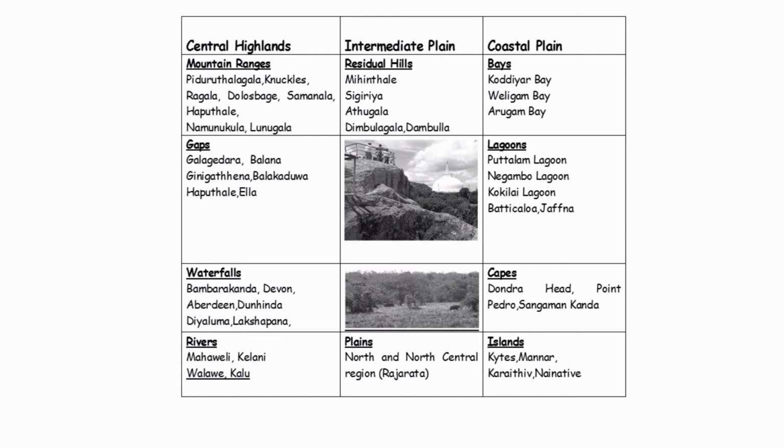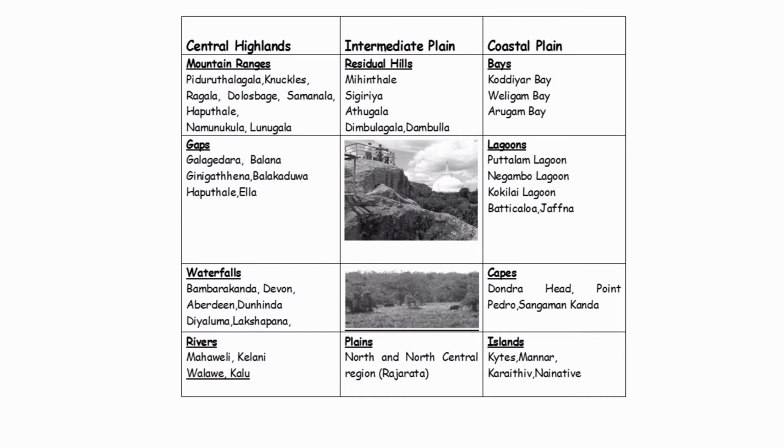Now let's look at the intermediate plain. Residual hills are located in the intermediate plain of Sri Lanka. Mihintale, Sigiriya, Athugala, Dimbulagala, Dambulla are some of the residual hills in the intermediate plain of Sri Lanka. The intermediate plain is a plain area. The north and north central region of Sri Lanka is a large scale plain area.